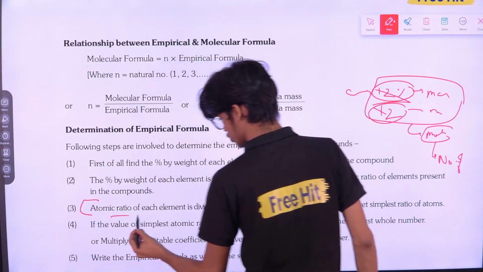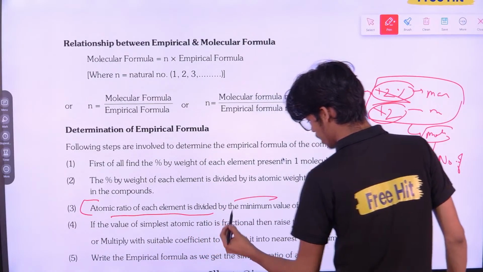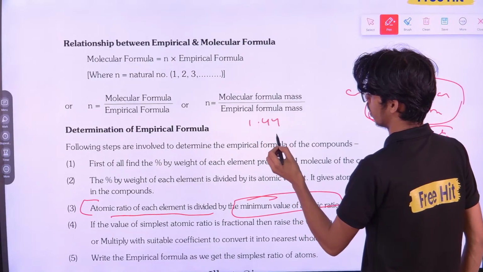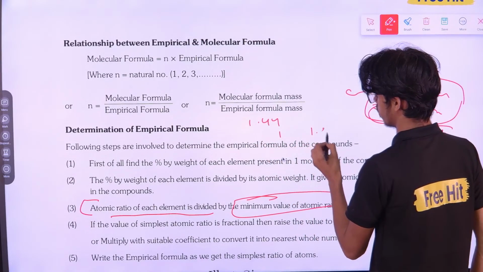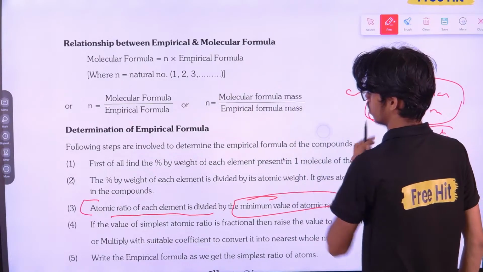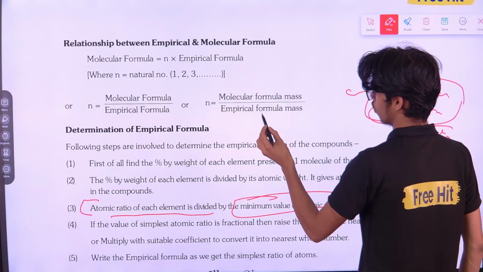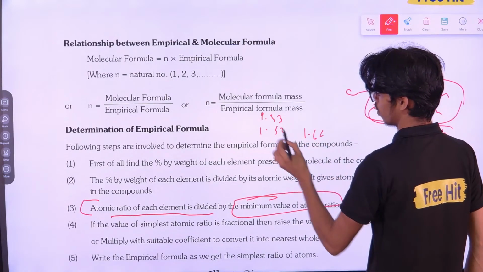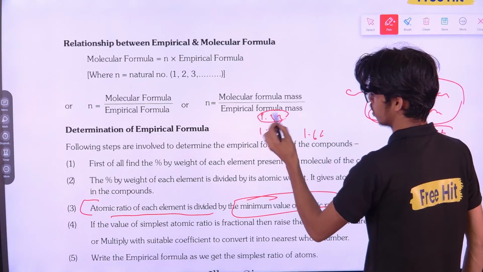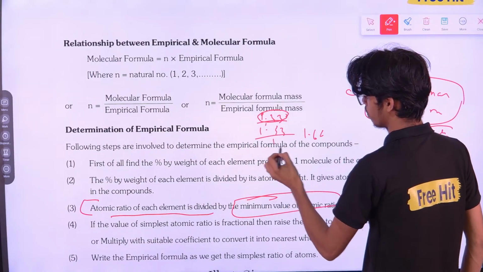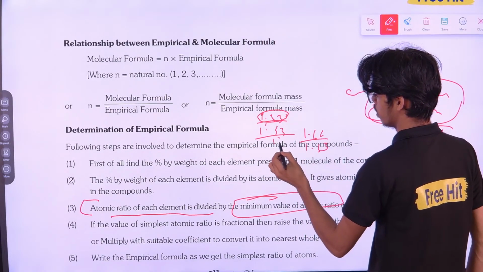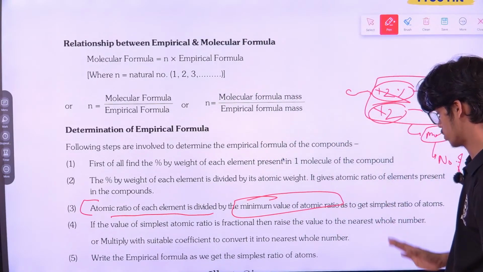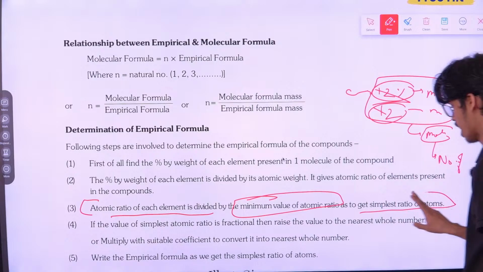Now this atomic ratio of each element is divided by the minimum value. Why the minimum value? Suppose one is 1.44, another is 1, another is 1.33. Wait, I'll say 1.33, 1.33 and 1.66. Now the smallest number in these ratios is this, so you divide by this number, and this number, and this number. Why? So that these ratios can be converted into simple ratios, to get the simplest ratio of the atoms.